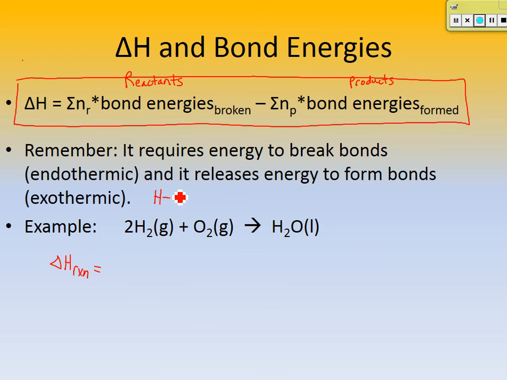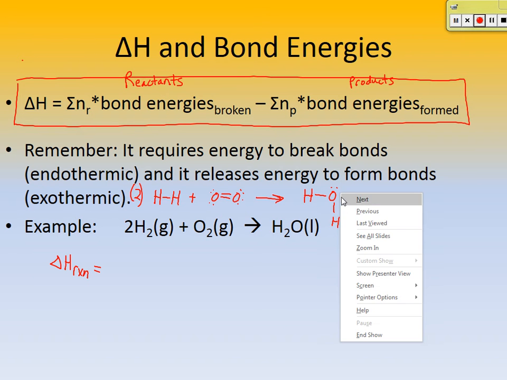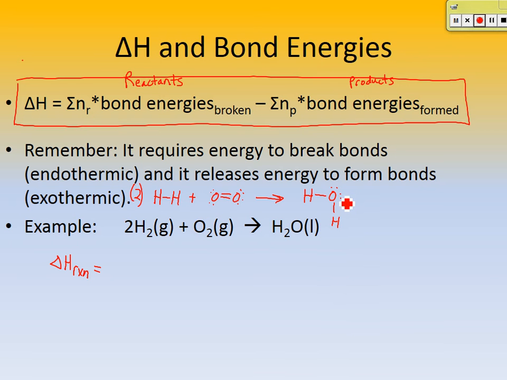H2's Lewis structure looks like this. But how many of those do I have? 2. So I'm going to put a 2 right here, instead of drawing 2 Lewis structures for hydrogen. Plus, oxygen's Lewis structure looks like this. If you react oxygen gas and hydrogen gas, you'll make water. Water's Lewis structure looks like this. Now we can see where the bonds are, right?